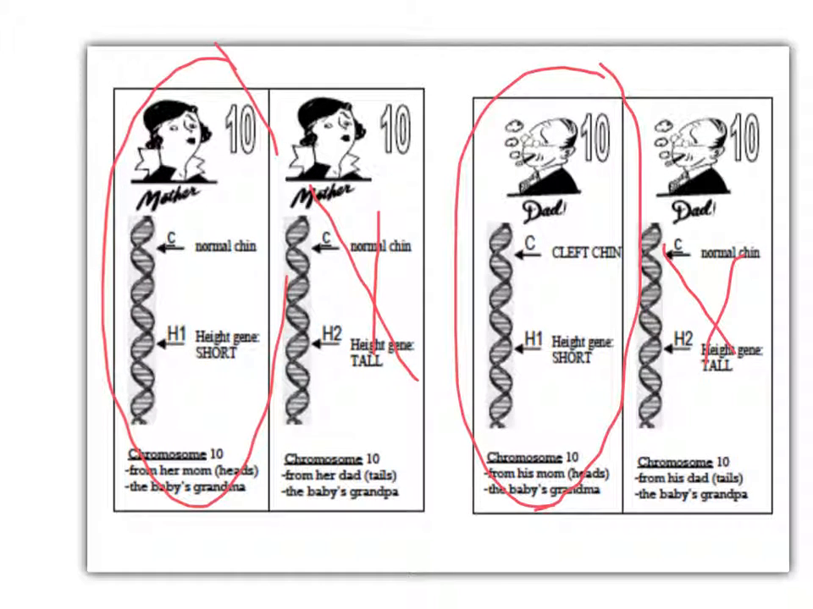Alright, so for an example, these are the ones that I circled. We are going to look at the H1 gene right here, and then we also circled H1 for dad. So in that slot, we're going to write short, and then also short for dad. So you're going to go through and flip and find these for every single one. So let's go ahead and add these into our chart.